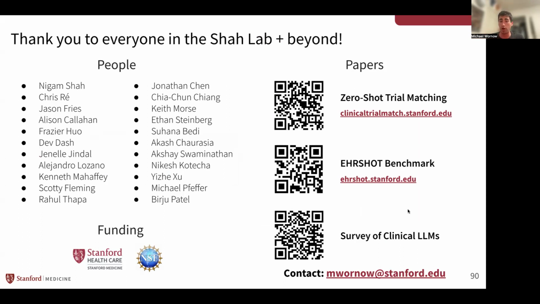So the first one was the survey of clinical large language models at the bottom. The second one was the zero-shot clinical trial matching paper, which is actually at the top. And then last but not least, the EHRSHOT benchmark, which can be found at this link.